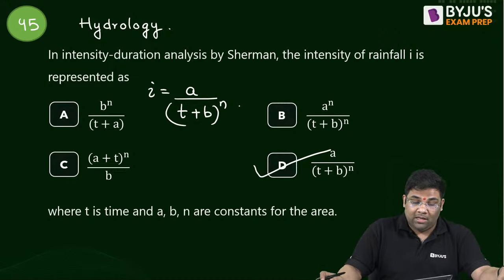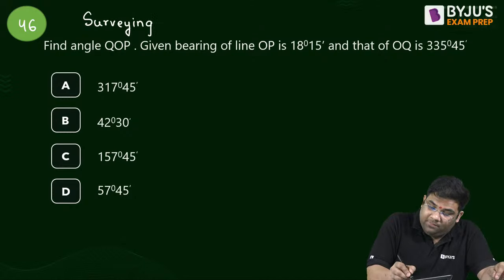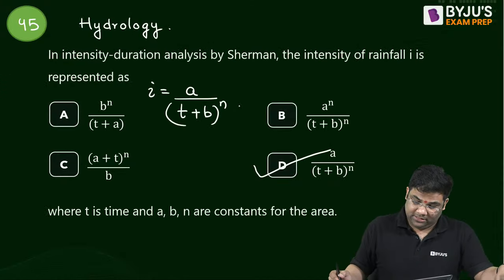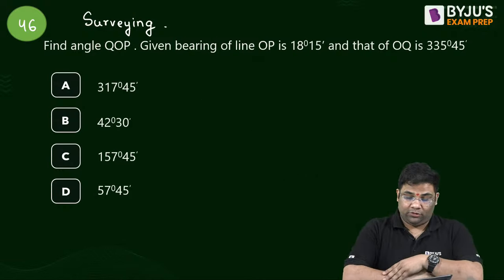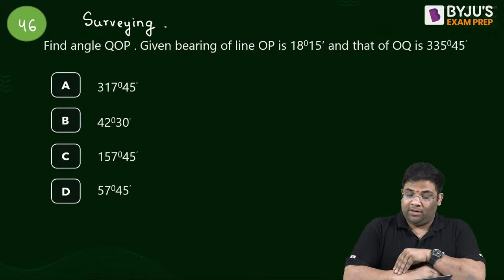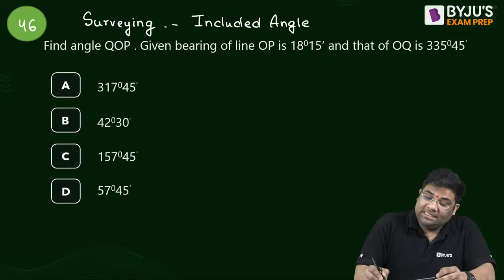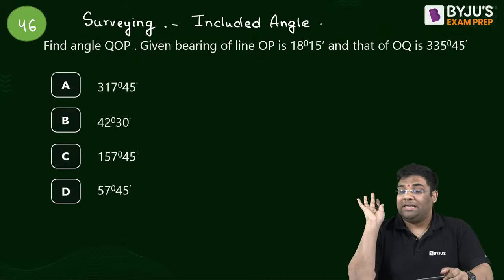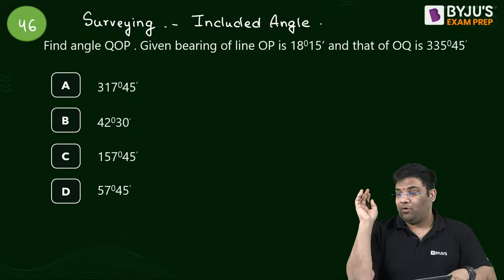Direct formula. 46th question. Okay, surveying. Please answer this. Included angle, very good. We are going very fast. I have already explained that whenever they ask included angle, don't use any formula, just draw the diagram. If you draw the diagram correctly, you can easily answer. And whenever they are not mentioning which bearing, it is forebearing only.